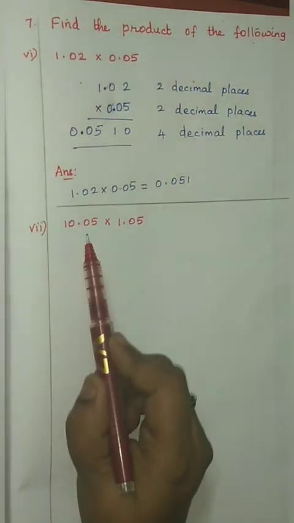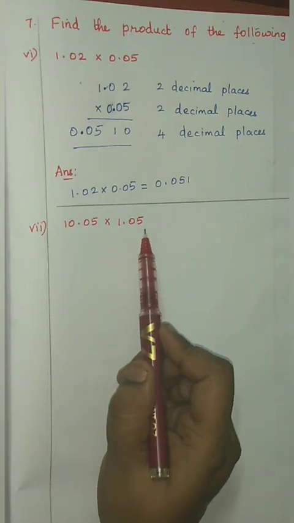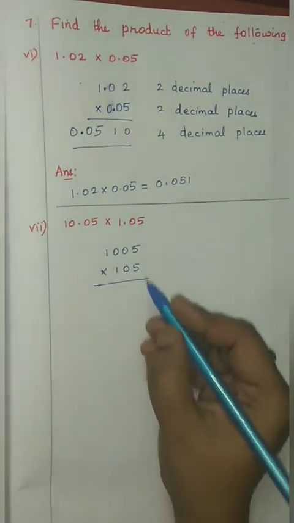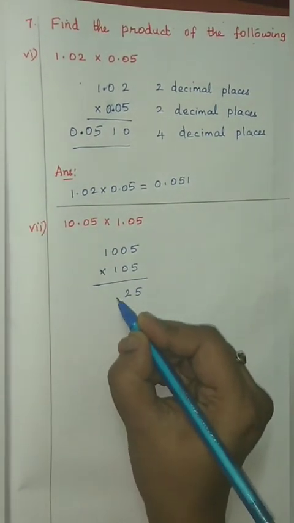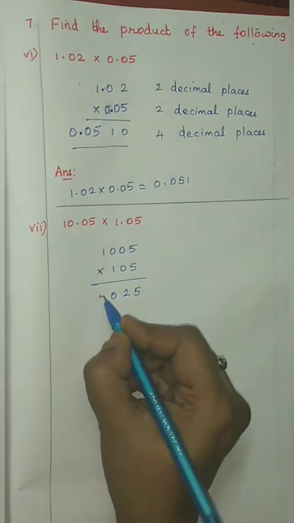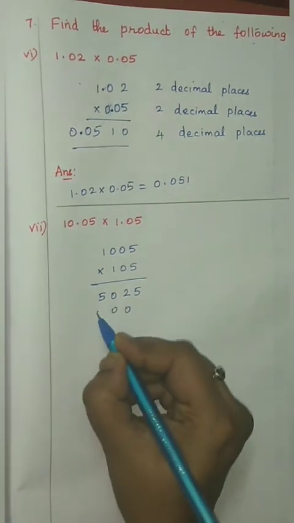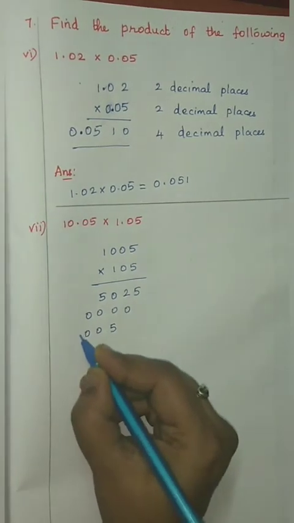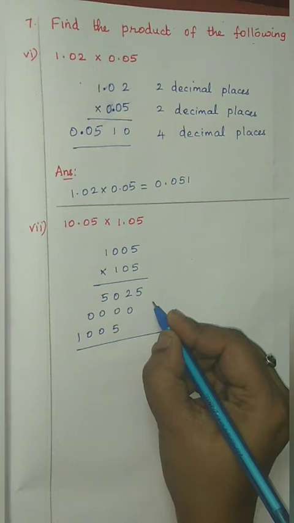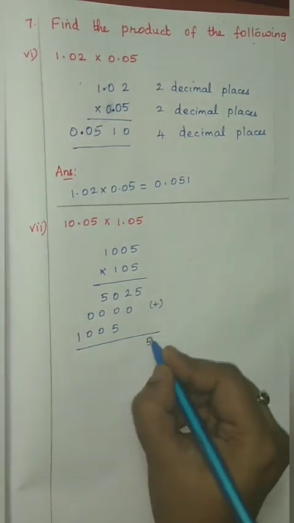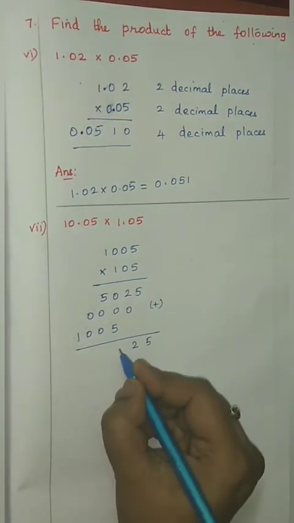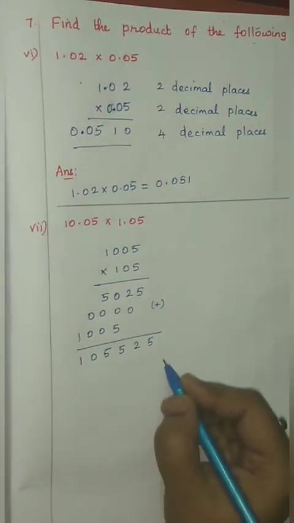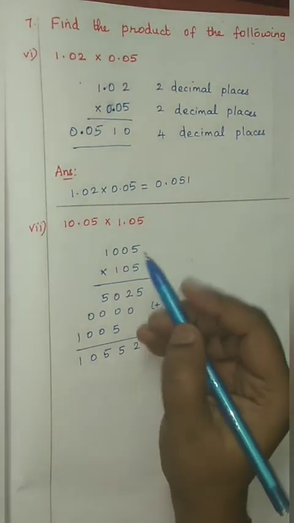Seventh subdivision, 10.05 into 1.05. Write the numbers without the decimal point. Multiply. 5 5s are 25. 0 into 5, 0. 5. 4 zeros. When you multiply by 1, we get the same number. Now add everything. 5. 2 plus 0, 2. 0 plus 0 plus 5, 5. 5 plus 0 plus 0, 5. 0, 1. Now you keep the decimal point.